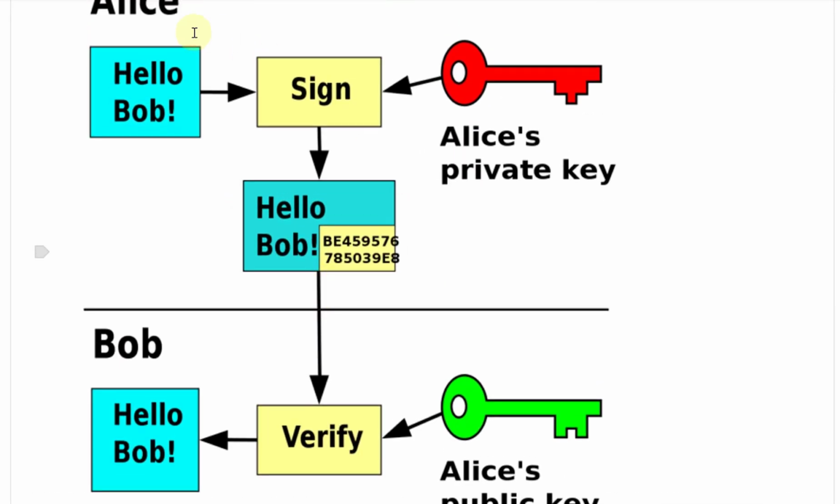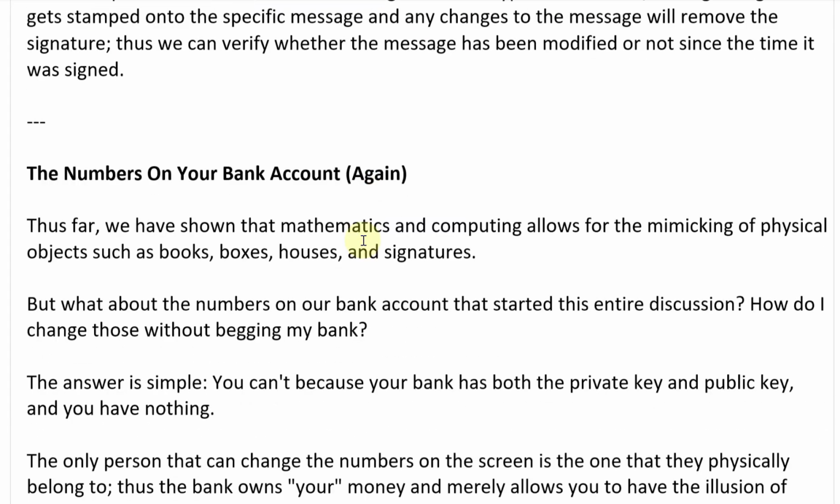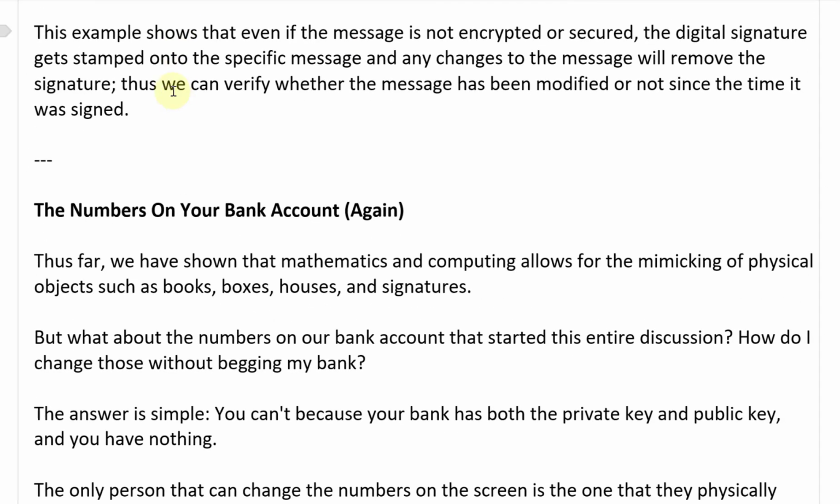It just means that the signature is secure. So it's fascinating stuff. Alright, so now that we have gone over private and public keys, we're more equipped to now look at the numbers on our bank account again.